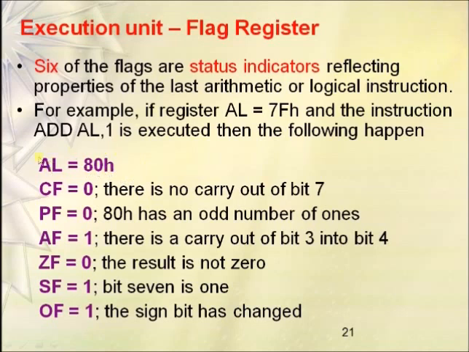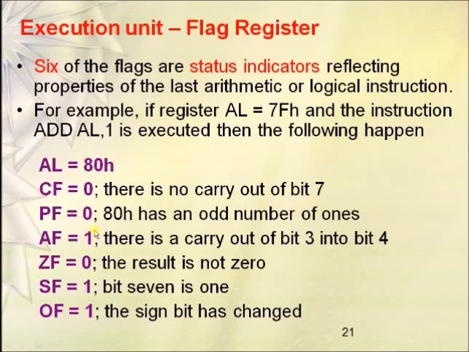After executing this instruction, let us see what the status flags are going to hold. Carry flag: as there is no carry, this becomes 0. Parity flag: how many 1s are present? Only one, which is an odd number of 1s, therefore PF is 0. Auxiliary carry flag: there is a carry from the lower nibble to the higher nibble. What do we mean by nibble? A nibble is 4 bits. Lower 4 bits are called the lower nibble, and higher 4 bits are called the upper nibble.